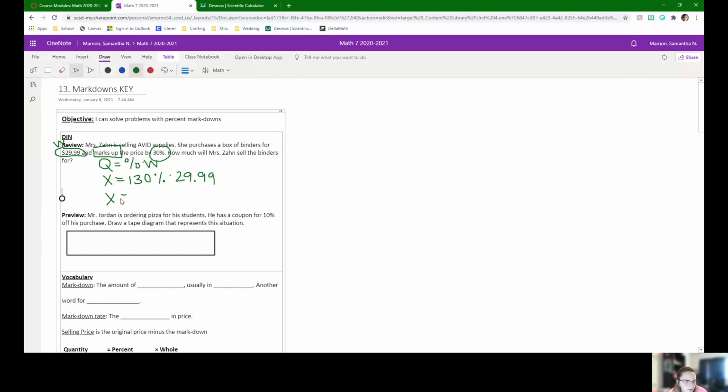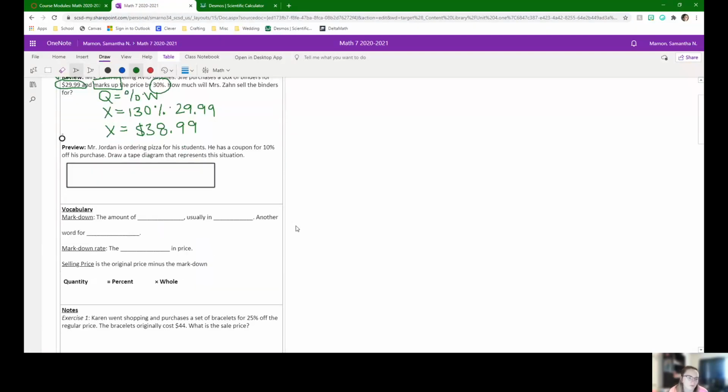So if we're using the yellow calculators at school, you can do 130% times it using the percent key. If you're using Desmos, you can do 130% of $29.99 or change it to the decimal 1.3 times $29.99. No matter which way you do it, you should get a selling price of $38.99. So that's just a review of doing markups from yesterday.